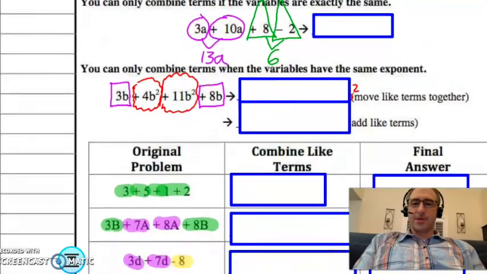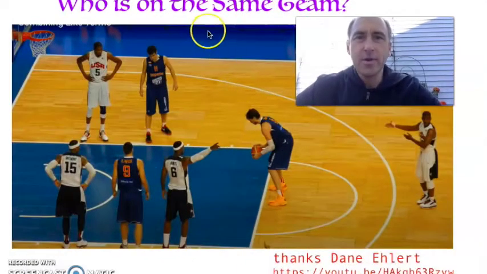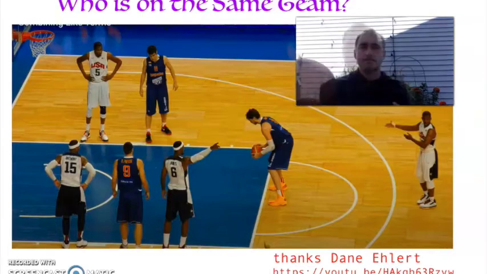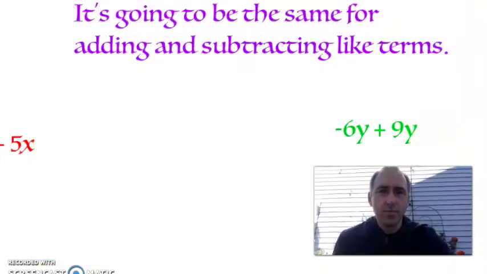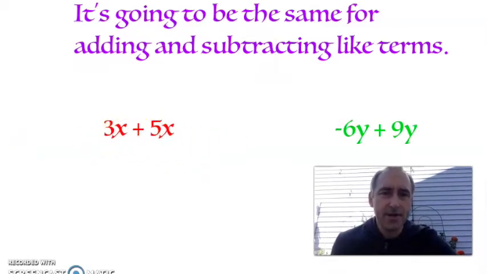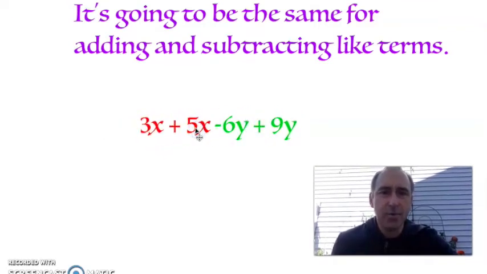Now remember, this unit is about combining like terms. I'm going to put a video in here to remind you of that. That's our basketball video. So we can think of like terms like a basketball team. Which players out here are on the same team? That's right, one of the teams is made up of the players in the white jerseys. It happens when we're combining like terms through addition and subtraction. We have this team with the red jerseys, their X's, and this team with the green jerseys, their Y's. I can't put the red jerseys with green jerseys. They're not on the same team.